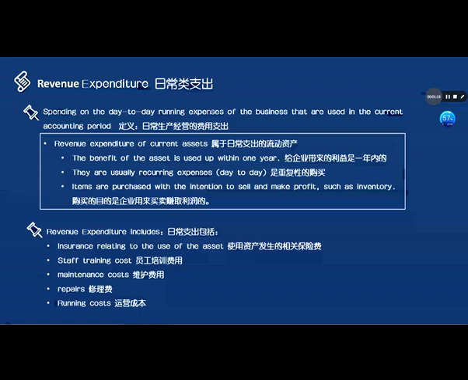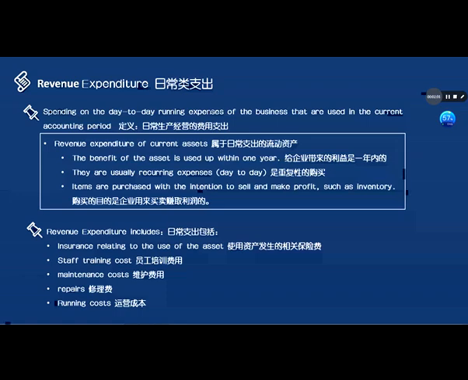And the purpose of this kind of asset is to be used, or we have to resell it to make profit, such as inventories. Inventories, we buy it and we sell it and we make profit from it. It's not like the non-current asset, where we keep it and use it for the long term. It's different, right? So we can understand that if it's a recurring expense, or we buy it quite often, or we buy it to resell it, these kinds of expenses are recognized as revenue expenditure.